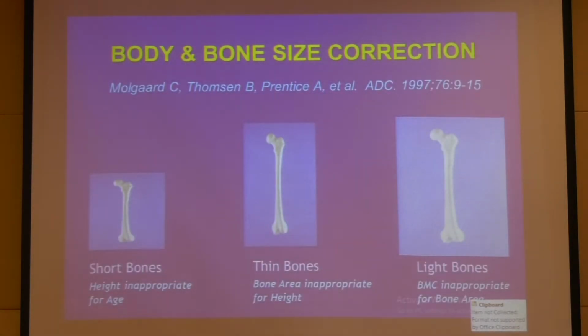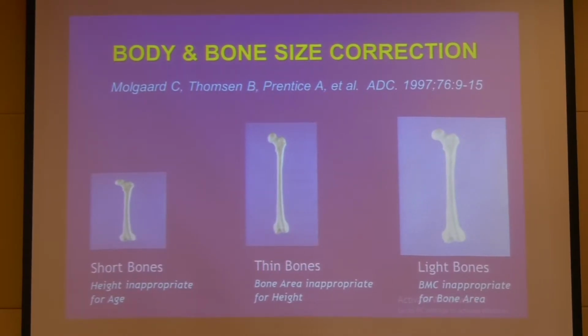But you still need to know whether your bones are slender or wide, because the size actually affects your bone mass, as I mentioned. So we use the Molgaard approach. Has somebody got short bones? If they're small, short, they will have short bones, and they've got slender bones. So you look at bone area to see if the bone area is inappropriate for the height, which will give them slender bones.